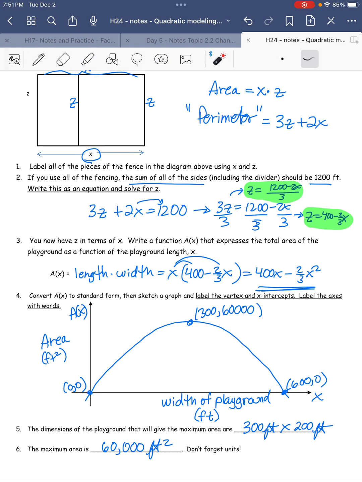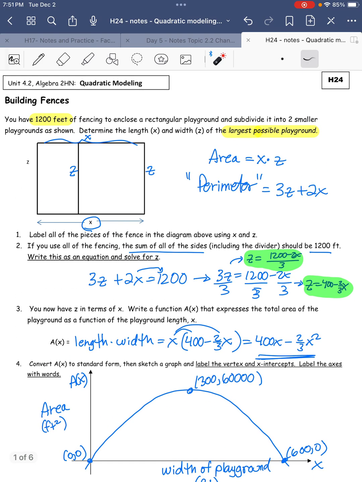Okay, and so let's look at what this means. This means that if I make a playground where the x value is 300, then that's going to be the largest area that I'm going to get. So 60,000 square feet is the largest area that I have. Okay, and then I want to know the dimensions of the playground. So the dimensions are like the length and the width, just like the dimensions of a room or something like that. Okay, so I know the length is 300.